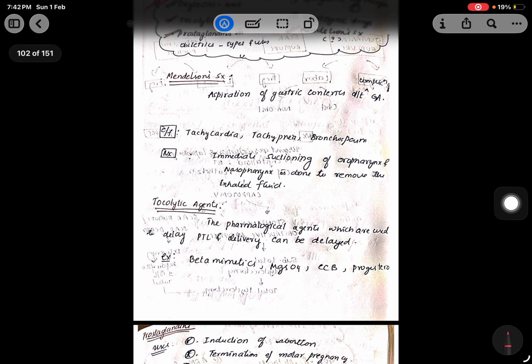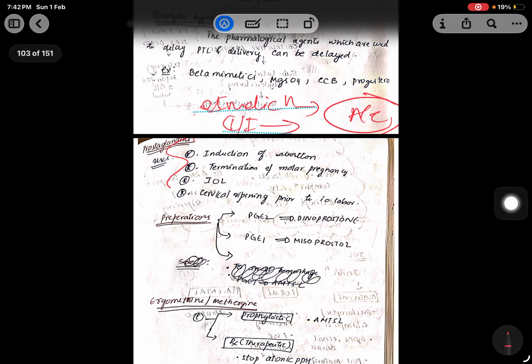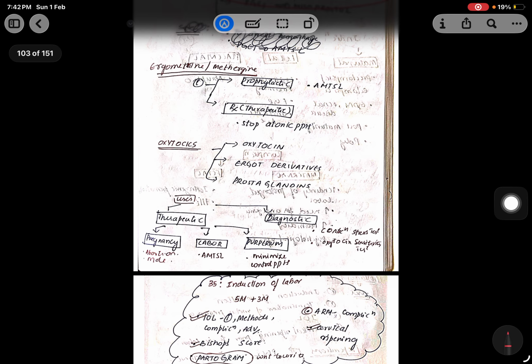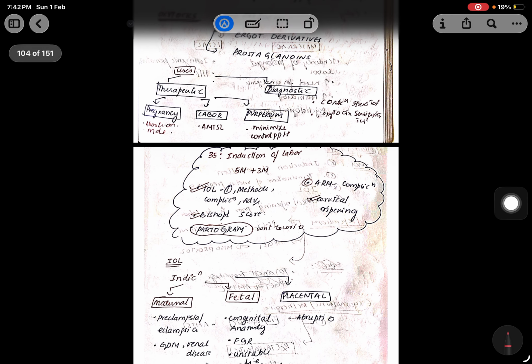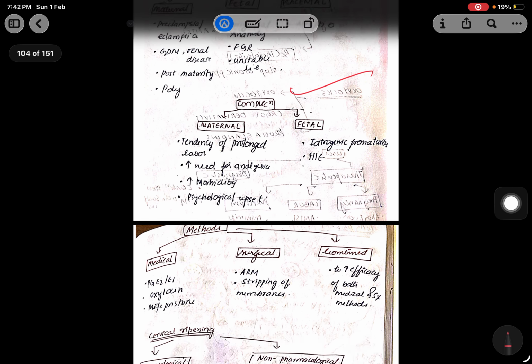While writing anything, you have to write about the indications, contraindications, any adverse effect, any pharmacological thing, and also preparation if you want. I'll just mention it so that you go accordingly and you use it. Induction of labor, again indication, complication, adverse effect. Make sure you know it and you just present it and compare.